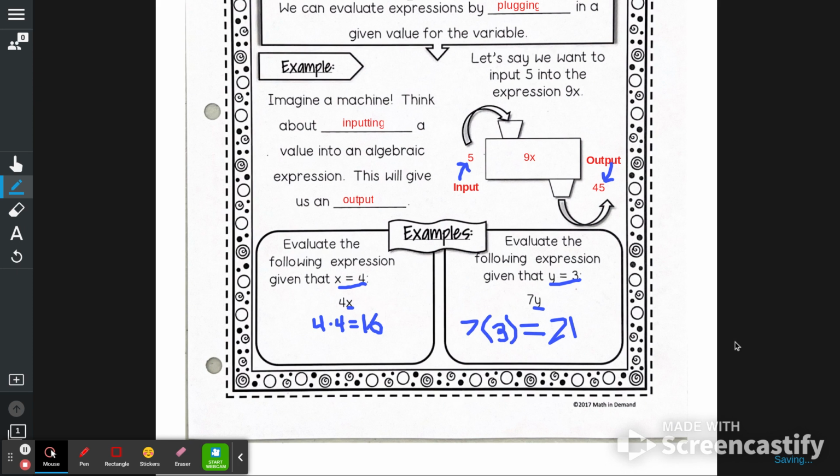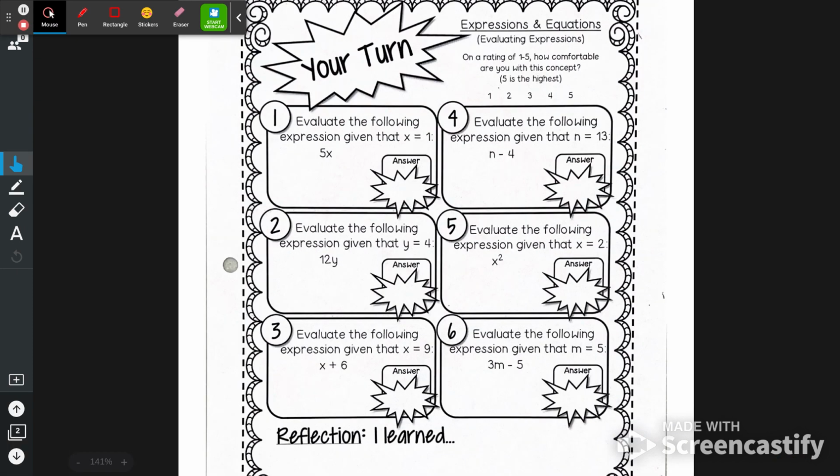Okay, let's go ahead and move to our Your Turn page. So go ahead and I want you to complete numbers 1 through 6. Take a few minutes, pause this video, complete those problems, and then press play to see if we can check that.